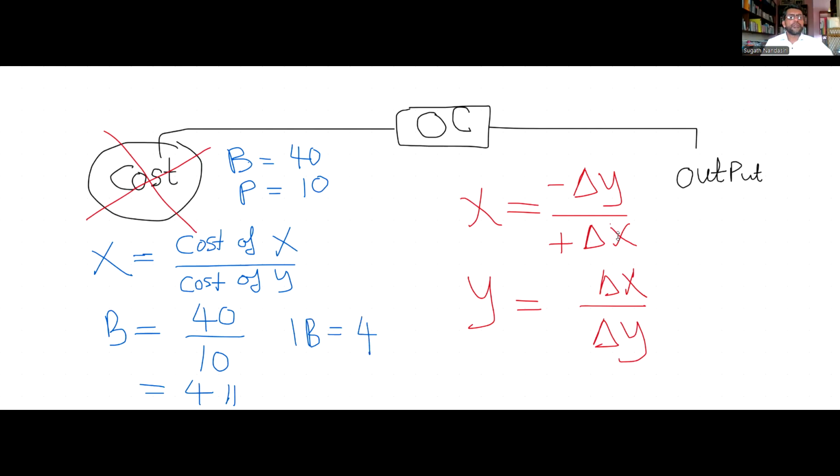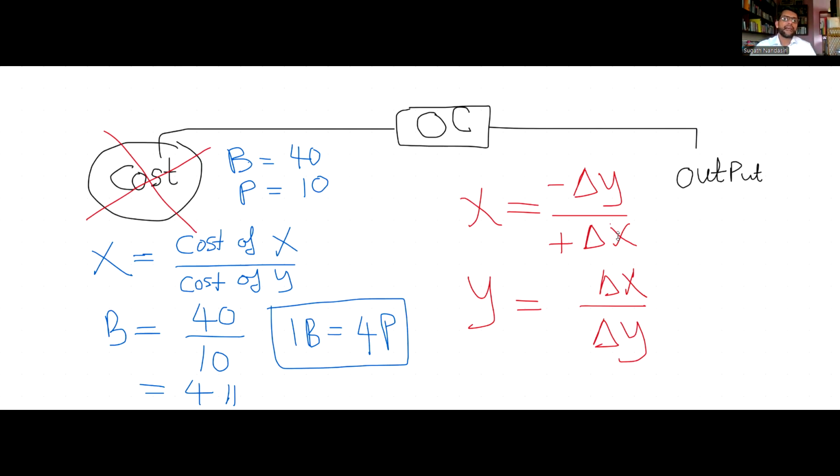Then opportunity cost of X equals cost of X divided by cost of Y. Cost of X means, in my example, you bring 40 rupees, which was available to purchase a book. How many pens can you purchase? If you go with 40 rupees, you can come with 4 pens, right? So then 1 book equals 4 pens.